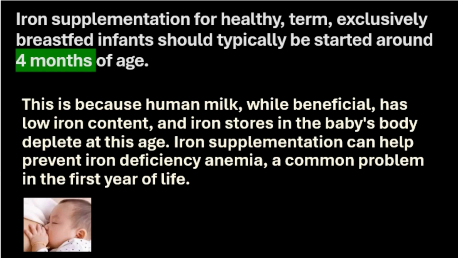Iron supplementation for healthy term exclusively breastfed infants should typically be started around 4 months of age. 4 months of age means it is 16 weeks of age. This is because human milk, while beneficial, has low iron content, and iron stores in the baby's body deplete at this stage. Iron supplementation can help prevent iron deficiency anemia, a common problem in the first year of life.